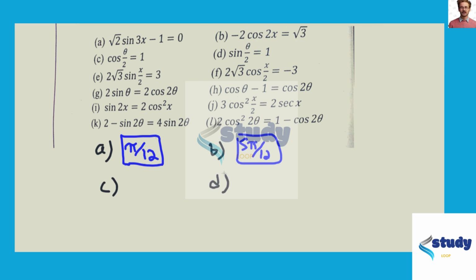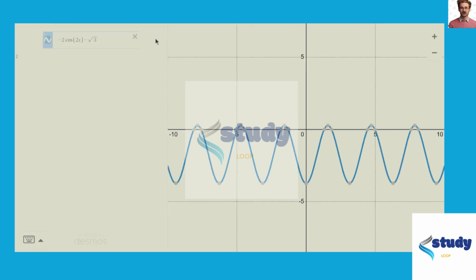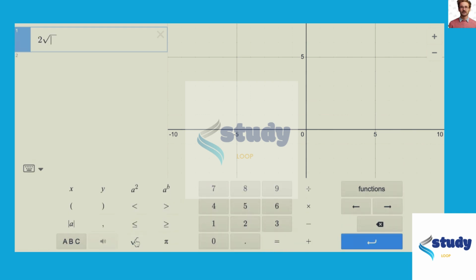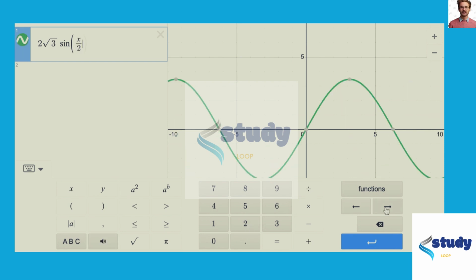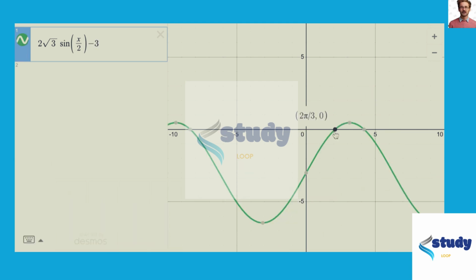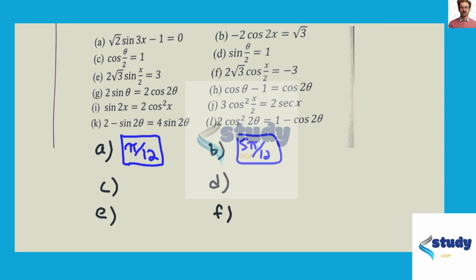C and D I'll come back to. Let's go to E and F since they're in radians. So E is 2 square root 3 sine of x over 2. And then we'll subtract 3 so that we're equal to 0, and it's 2 pi over 3.